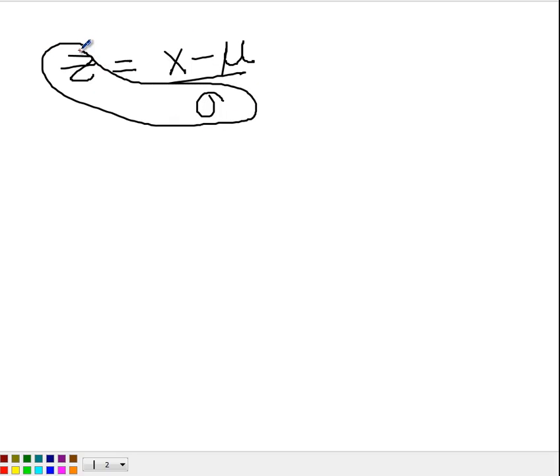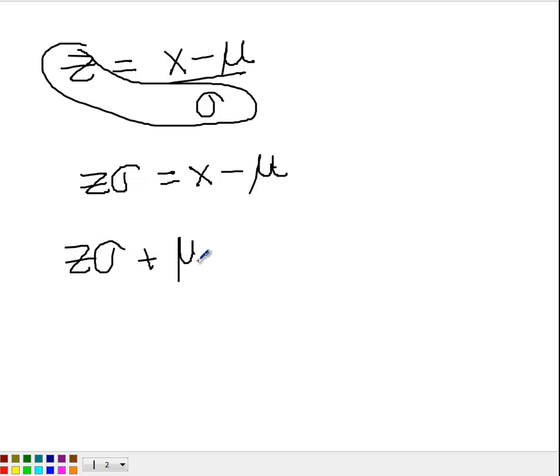So now we're going to use this formula to solve. And we need to get x by itself. So that's what we're trying to solve for, is x. First thing we're going to do is cross multiply. And then to get x by itself, I'm going to add mu to both sides. So we've got all the information that we need.